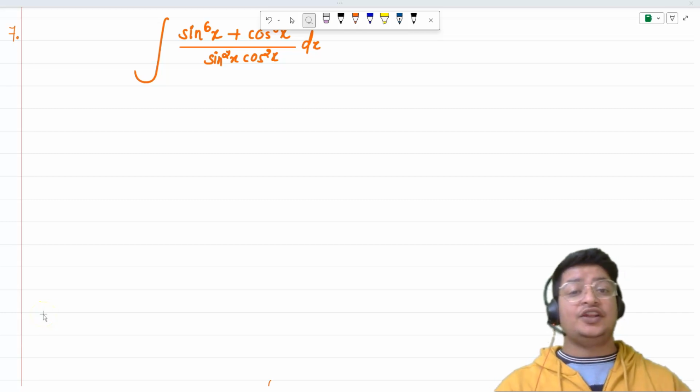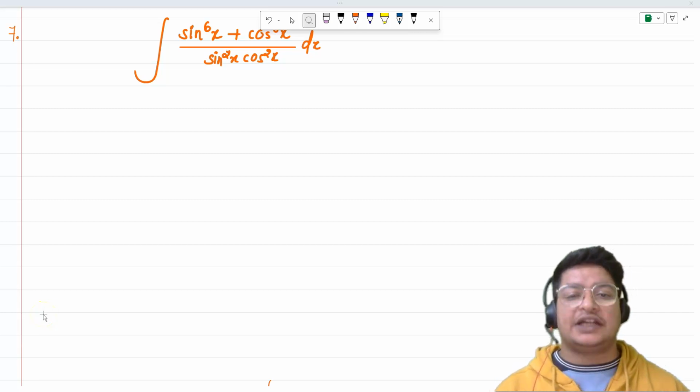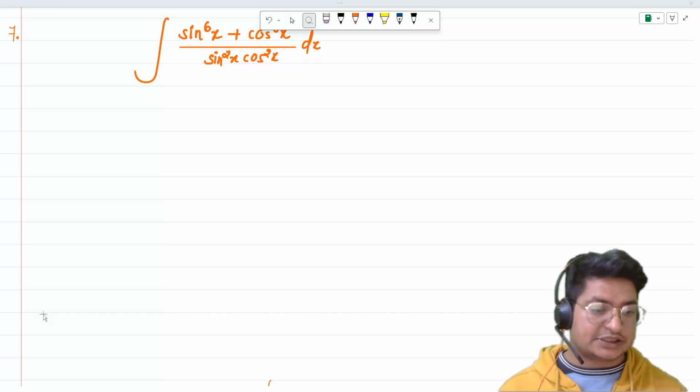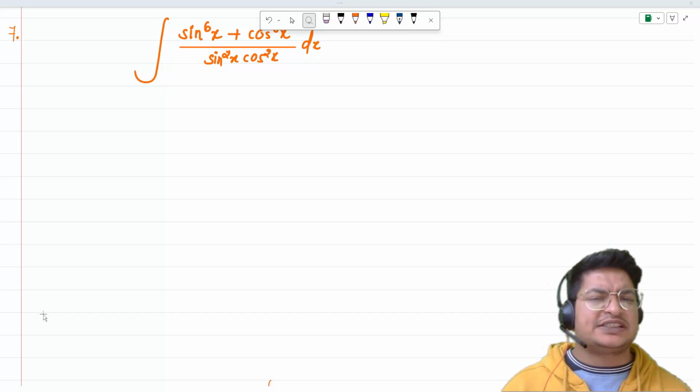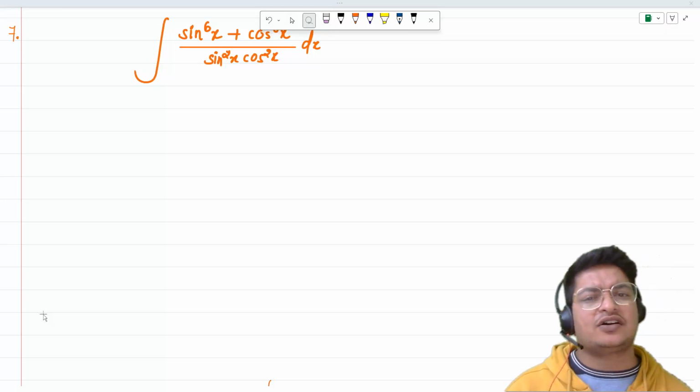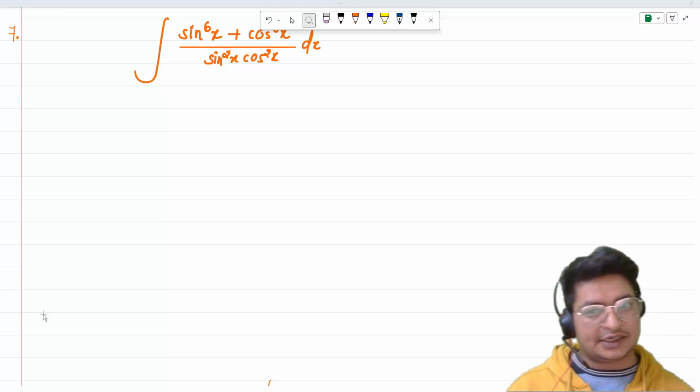Here we are getting a new integration where we have to do the integration of sin^6 x + cos^6 x. This question is basically the concept of trigonometrical identities and the concept of algebraic identities.